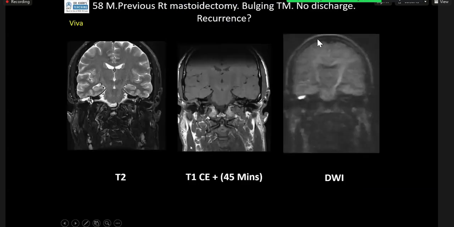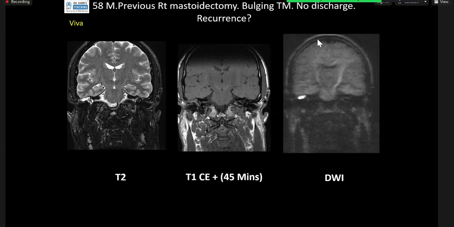So here, the key thing is that in post-op cases, the opacity on CT scan will always be opaque, just like in our case. And you are never going to, it's a surgical cavity. There is a concept of radical mastoidectomy where they might have removed everything.